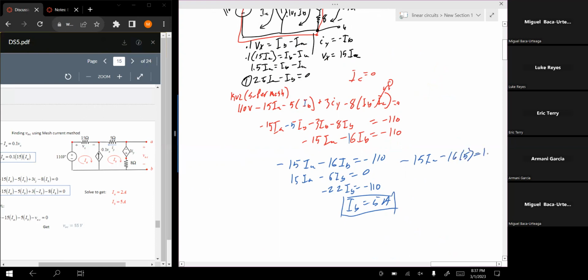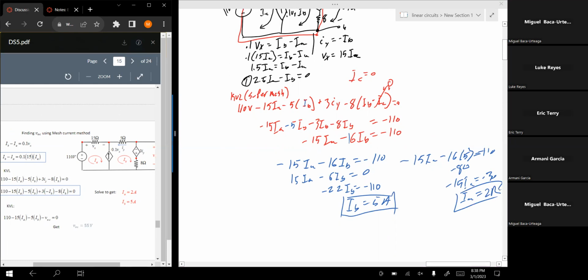Equals negative 110. Negative 16 times 5. And then you're going to have negative 110 plus 80. This ends up being negative 80. That's going to be negative 30. So you have negative 15 IA is equal to negative 30, and you get IA is equal to 2 amps.